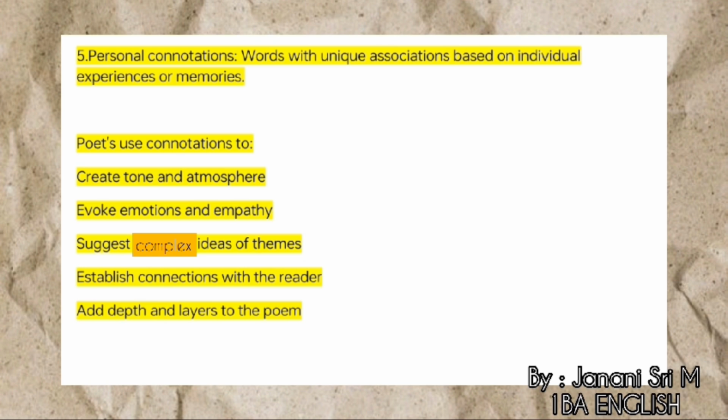Poets use connotations to create tone and atmosphere, evoke emotions and empathy, suggest complex ideas or themes, establish connections with the reader, and add depth and layers to the poem.